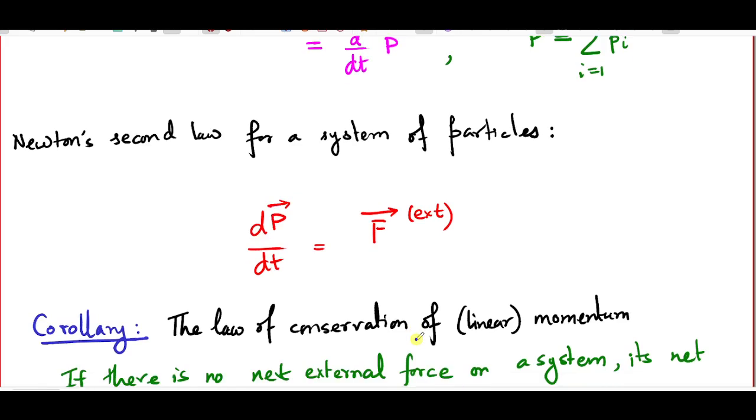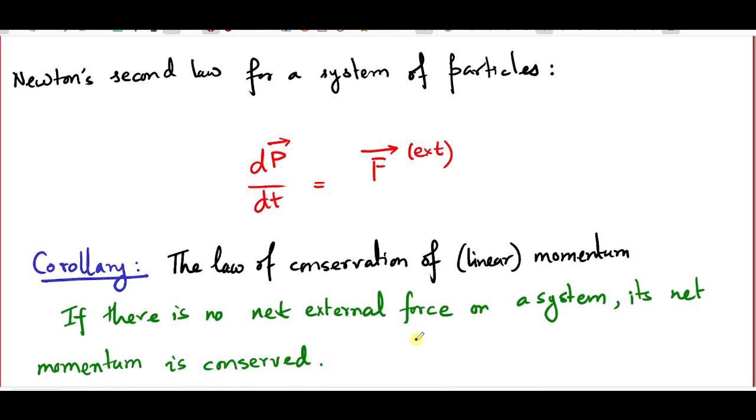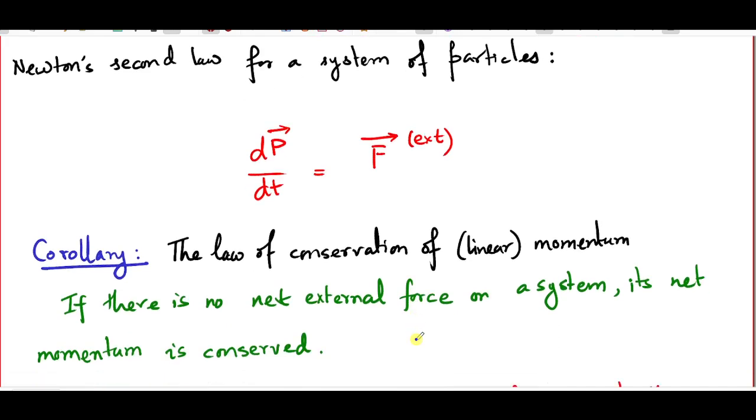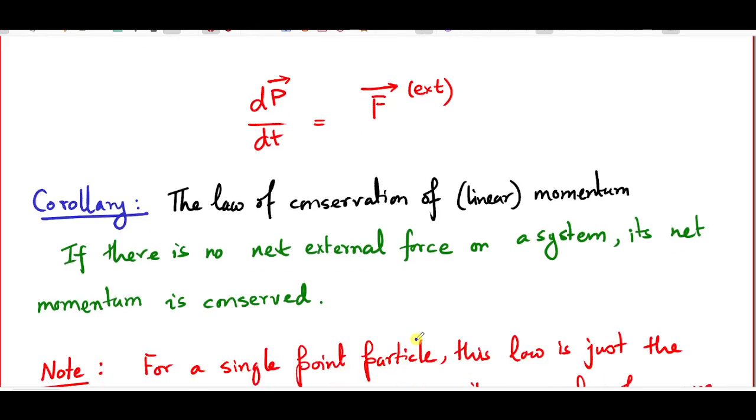An immediate corollary of this is a very, very important law, which is actually important even beyond classical mechanics, even beyond the region where Newton's laws are applicable. The law of conservation of momentum still holds sway. In the Newtonian mechanics case, it simply means the following. If there is no net external force on a system, that is, if F external is 0, then its net momentum is conserved in time.